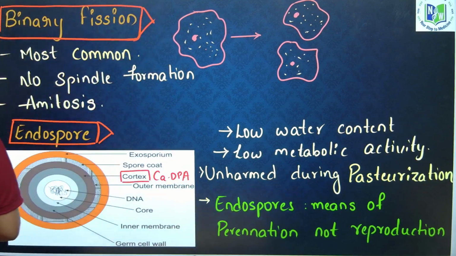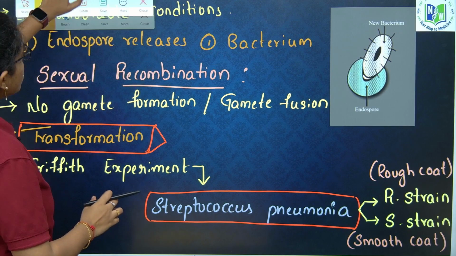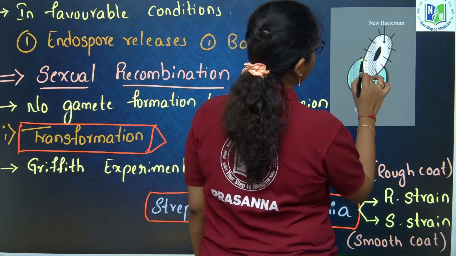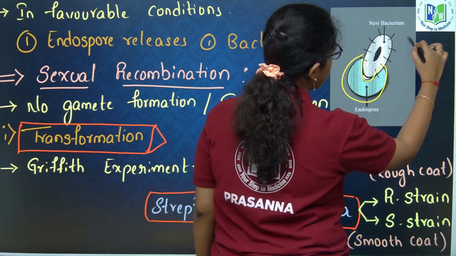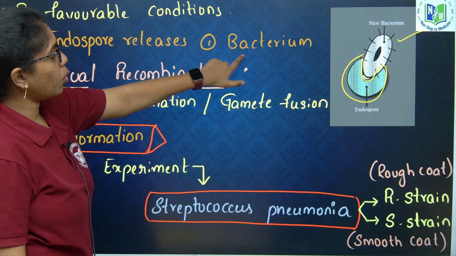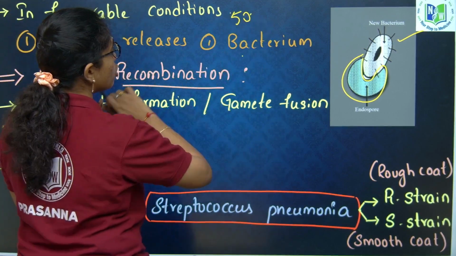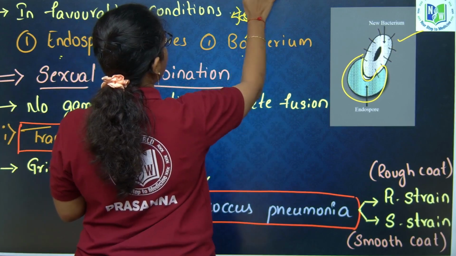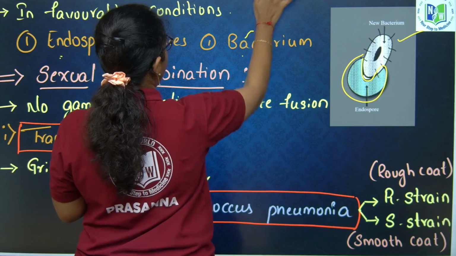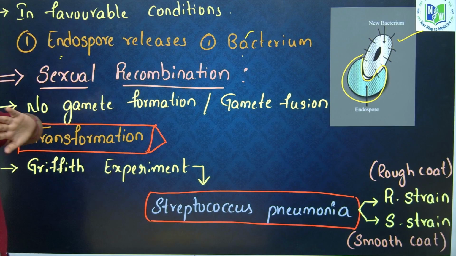Next, in favorable conditions, the endospore will cleave its wall and release new bacteria. As such, one endospore can release only one bacterium. For example, if 50 endospores are formed in a colony, how many bacteria can they release? 50 bacteria. One endospore releases only one bacterium.